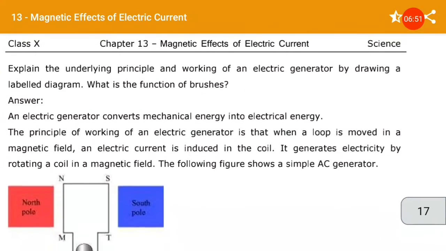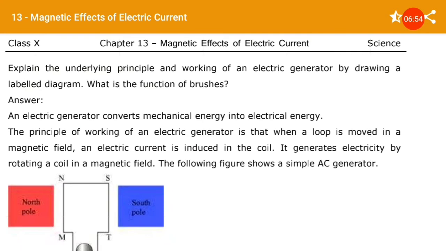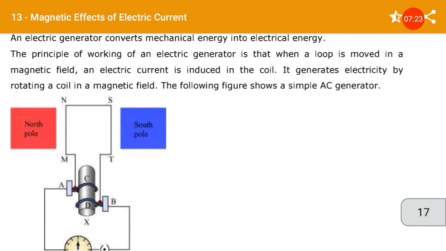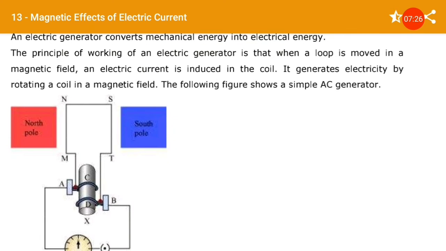Now next question. Explain the underlying principles and the working of an electric generator by drawing a labelled diagram. What is the function of brushes? The electric generator converts mechanical energy into electrical energy. The principle of working of an electric generator is that when a loop is moved in a magnetic field, an electric current is induced in the coil. It generates electricity by rotating a coil in a magnetic field. And you can see the figure, that is a simple example of an AC generator.